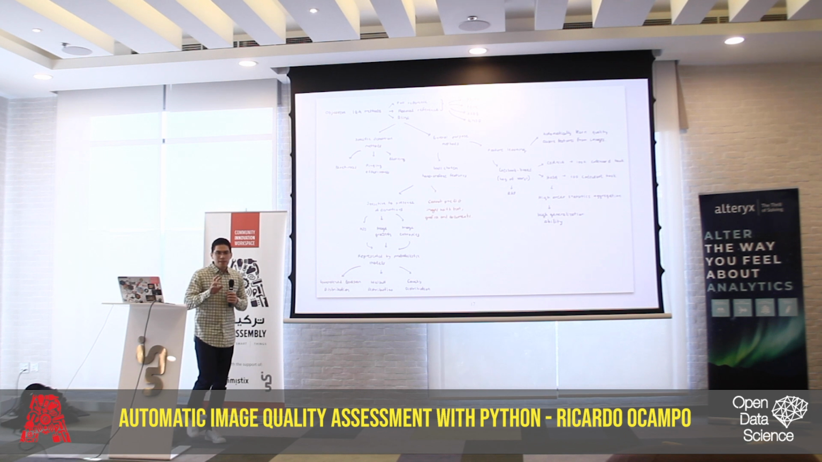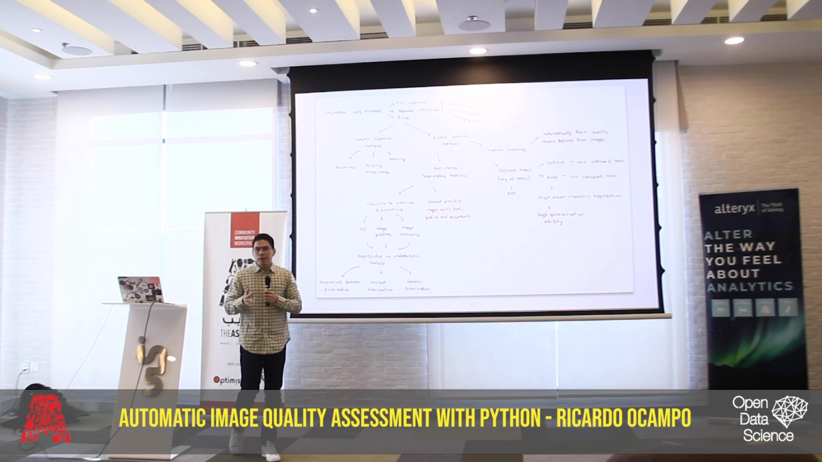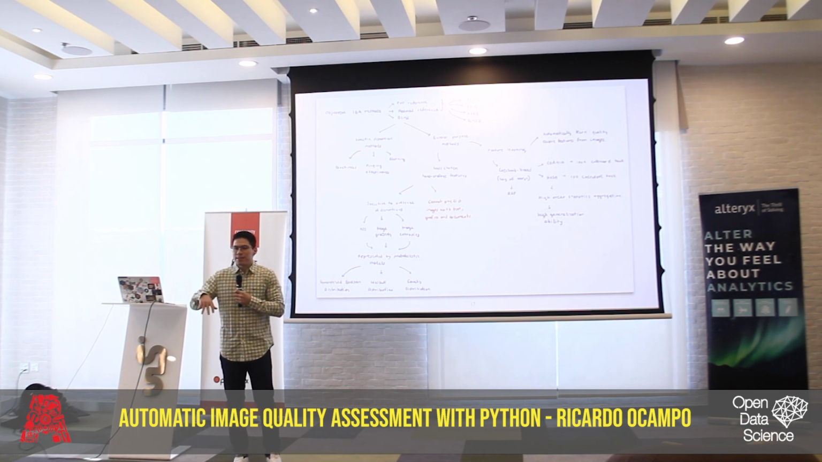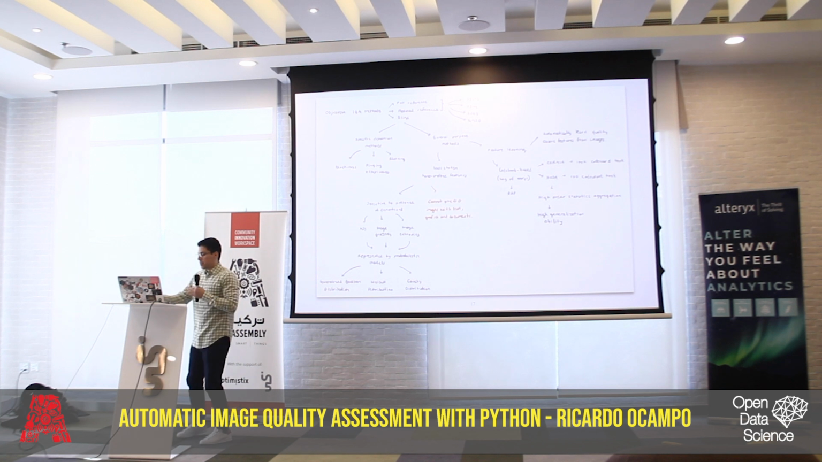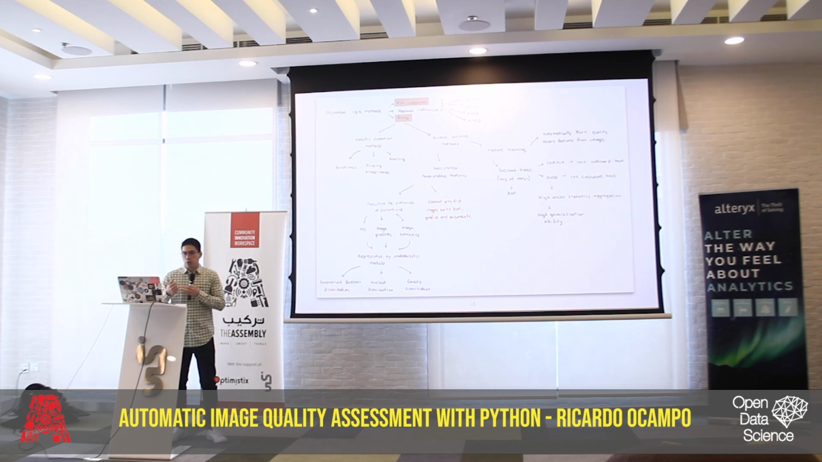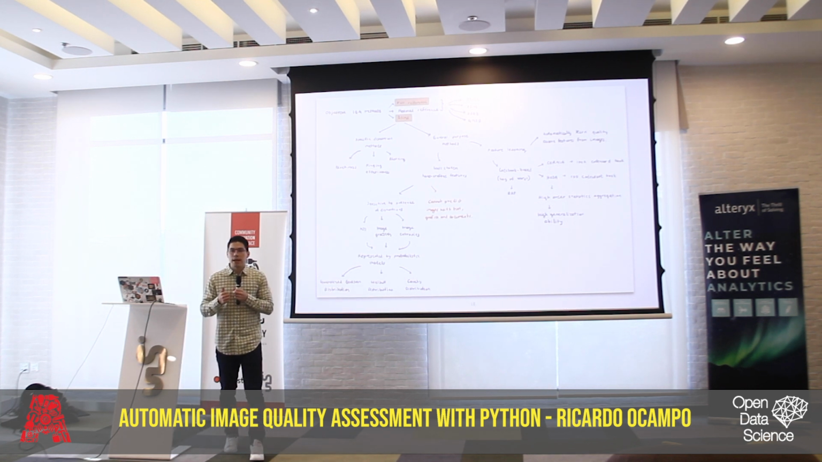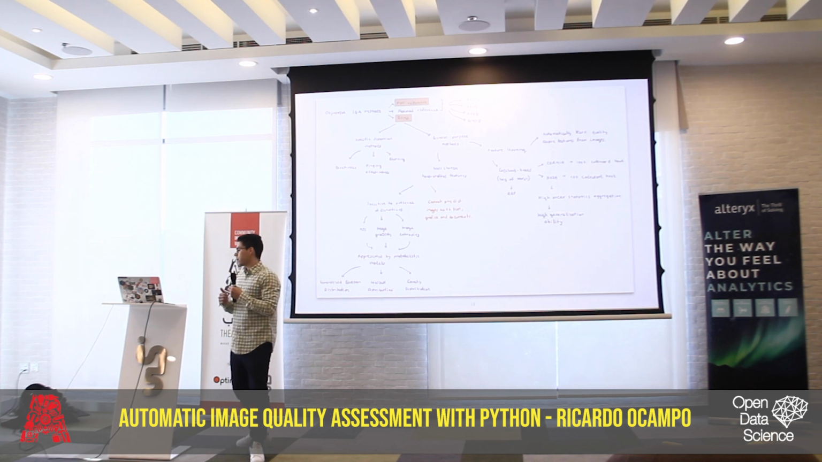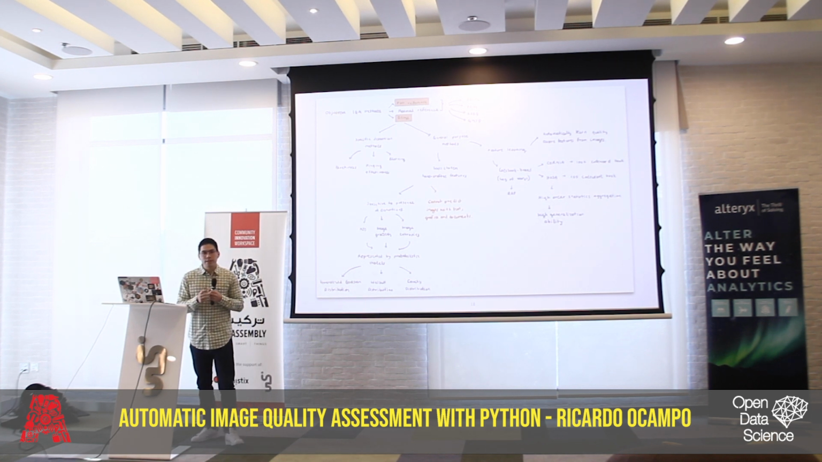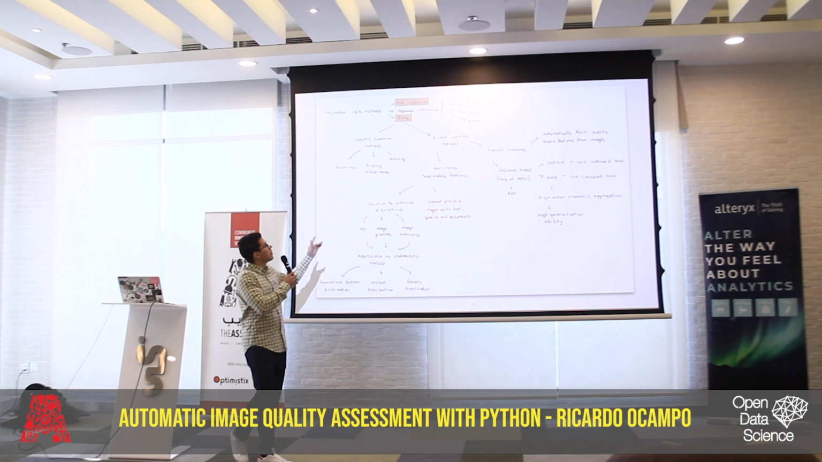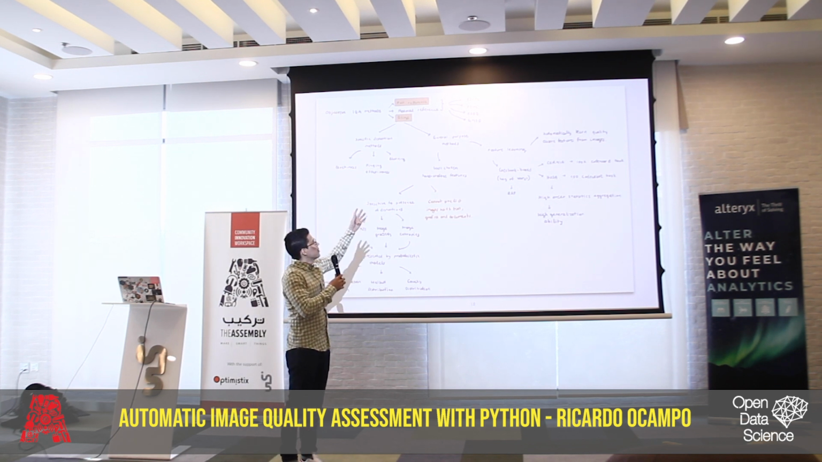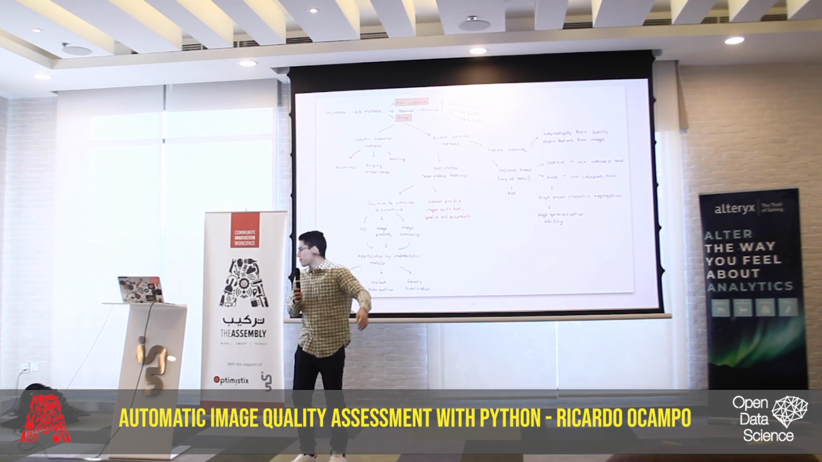So this is like a drawing of the several paths that image quality assessment can have. But let's focus on the terms of today. So we have full reference and blind. Blind means no reference. And full reference, you can have several algorithms like SSIM and all these acronyms. I don't remember what they mean.